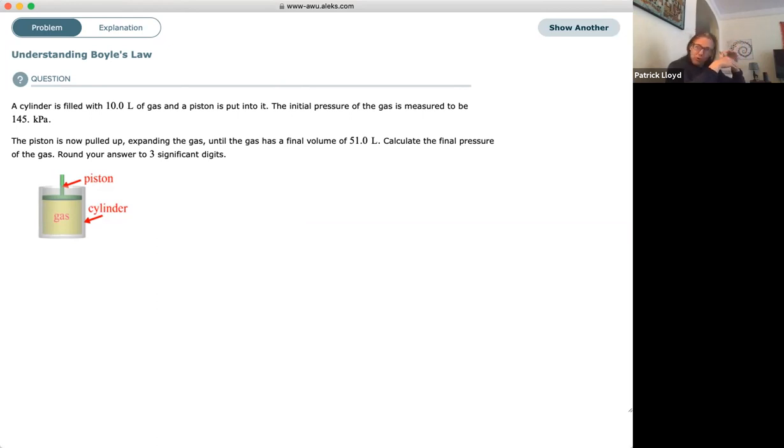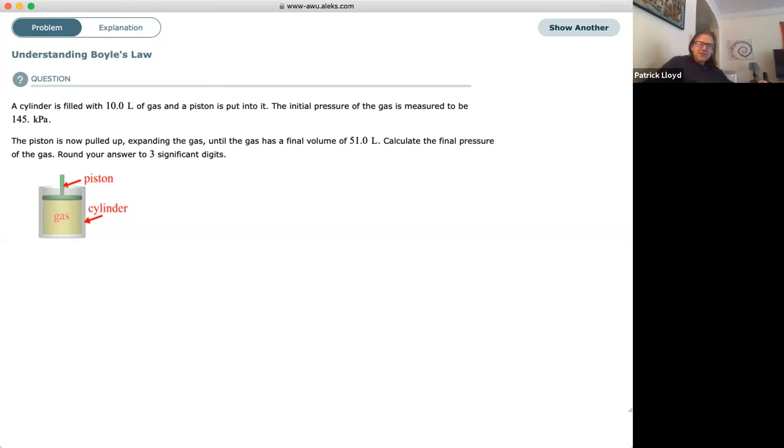The piston is now pulled up, expanding the gas, until the gas has a final volume of 51 liters. That's a pretty big change in volume. That's a huge difference. Calculate the final pressure of the gas. So if you take a look at these numbers, 10 liters and 145 kPa, those two go together. That's P1 V1. And then your final volume is 51.0 liters. So that's your V2. Calculate P2, the final pressure. That's all they're asking you to do.